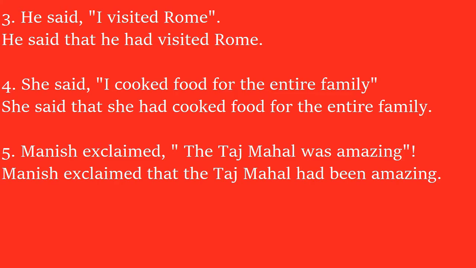Now, look at sentence number 3. He said, "I visited Rome." Now, what he said is already in the simple past tense. Look at the transformation: He said that he had visited Rome. Here, I has been changed to he, that means it refers to the person who said the sentence in the first place. And visited has been changed to had visited. That means simple past is changed to past perfect. Past perfect is formed with had. He said that he had visited Rome.